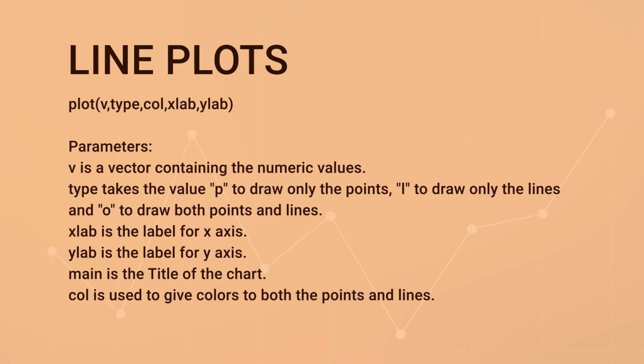Okay, so if you change the type to o, it will draw both the points and lines. If you only use the type p, it will only draw points. Similarly, xlab and ylab are the labels for the x-axis and y-axis, followed by the title, which you can also set as main. And for color, you can set whatever color palette you want.